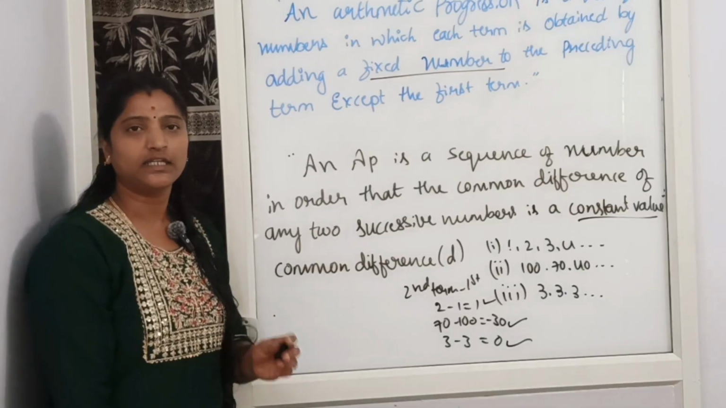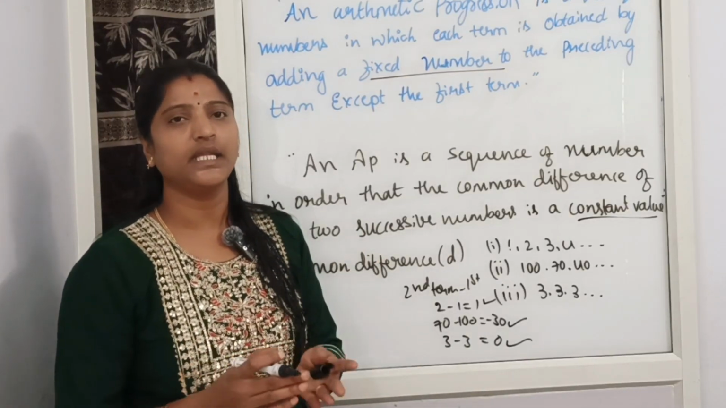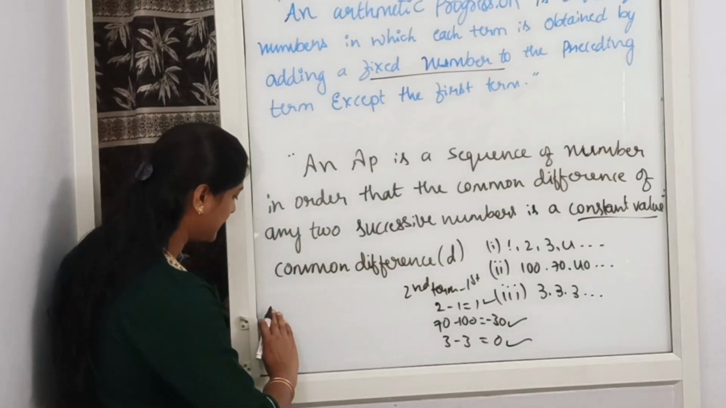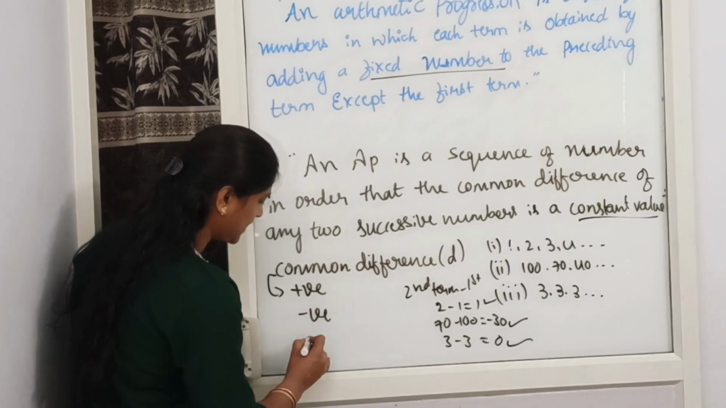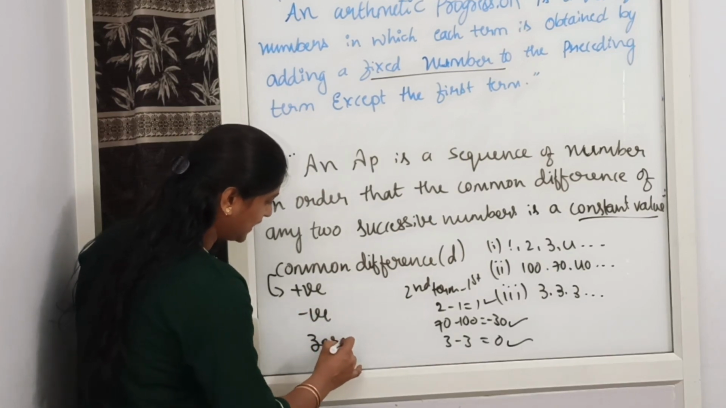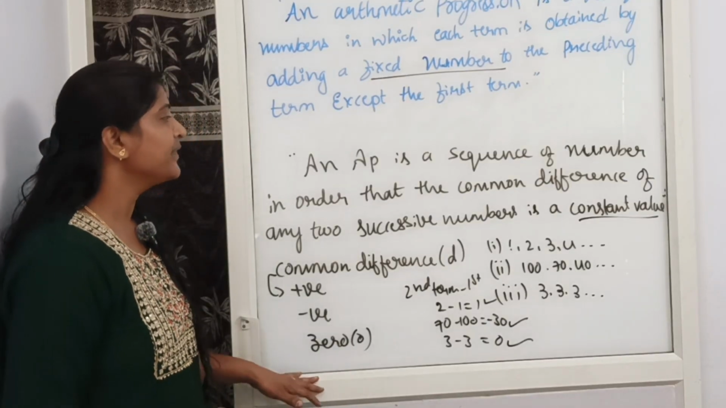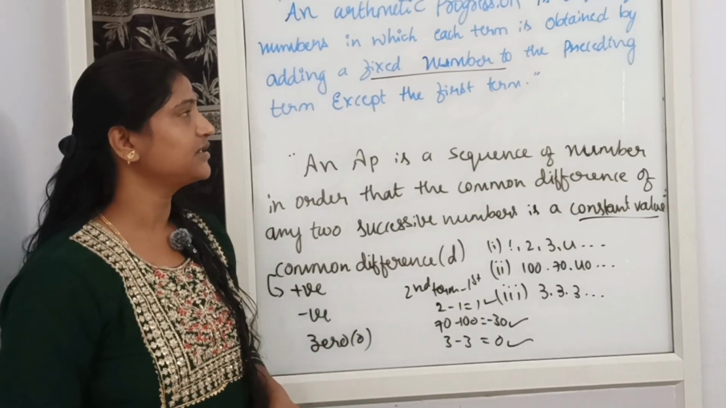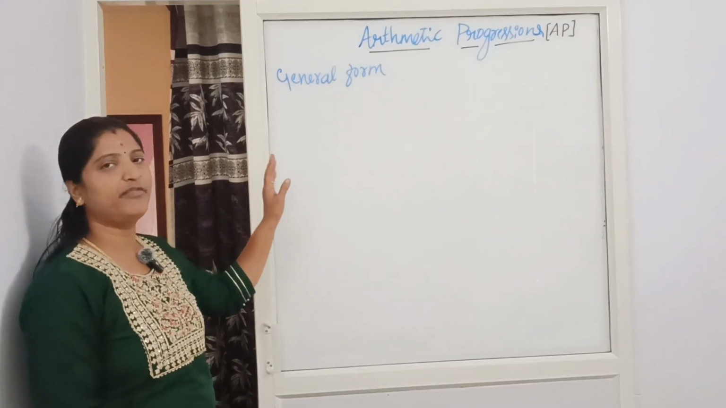So what can we conclude here? Common difference can be positive, negative or 0. Can I write here, it can be positive, negative or 0? Is it not? So this you have to understand. So this is about an introduction, meaning of AP. Let us see the general form of an AP.